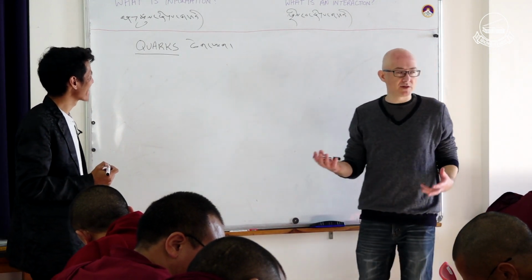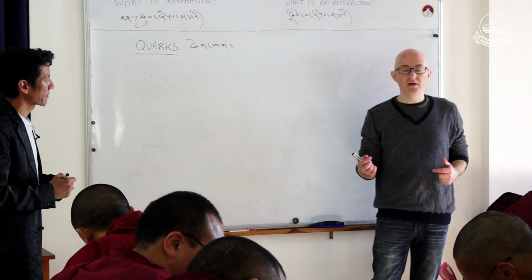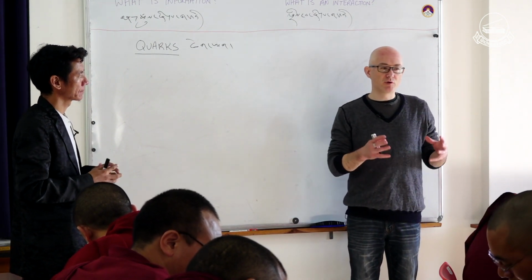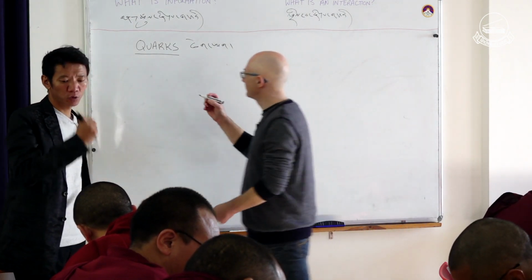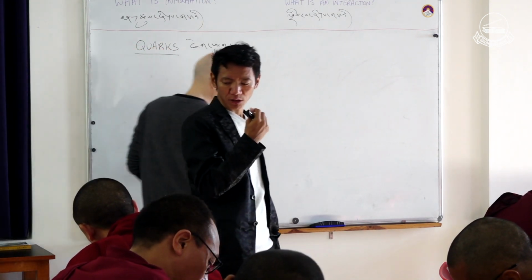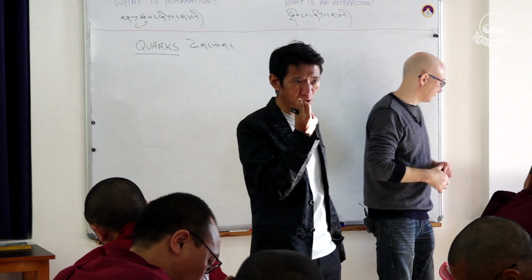So, for some reason that we don't fully understand, quarks always happen to appear in nature in groups of 2 or 3.